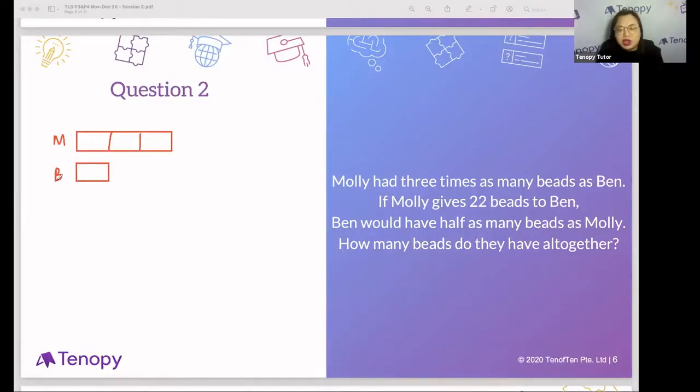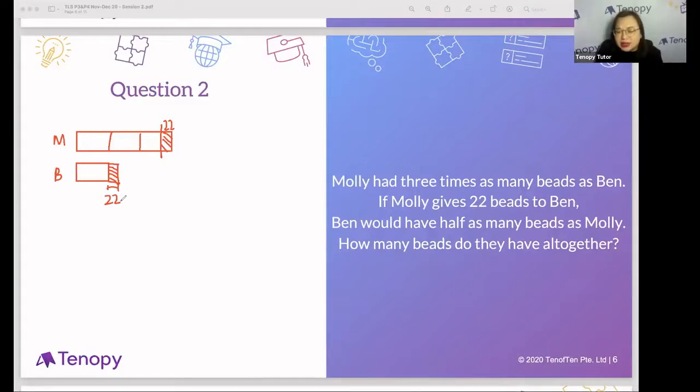Anyone have any idea how I continue the second part of my model? They mentioned Molly gives 22 bits to Ben. Okay, so we give away, right? We cut out a little portion of it. Molly, and I indicate this as 22. And you give it to Ben. So Ben will now receive this little extra part of 22.